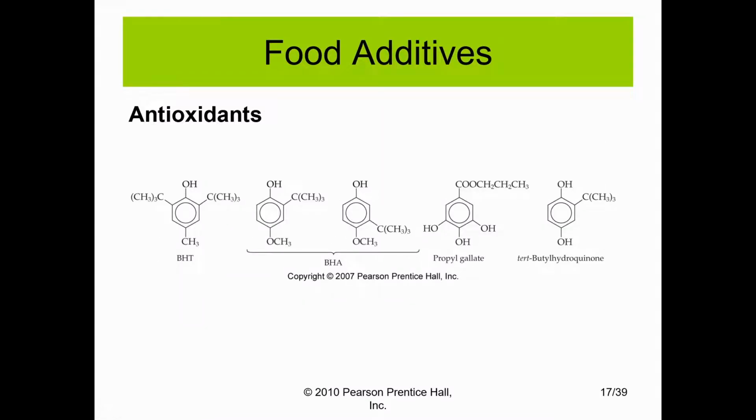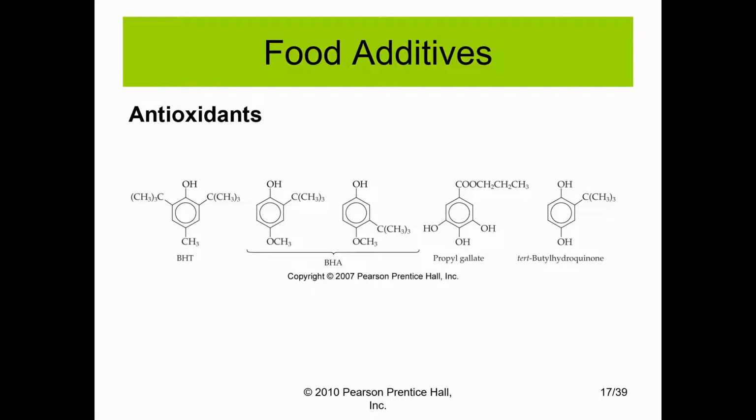Here are the structures of some fairly common antioxidants. One thing to note is that all of these molecules have a 6-carbon ring that is connected to OH groups. This is called a phenol. Many of these are in the class of polyphenols.